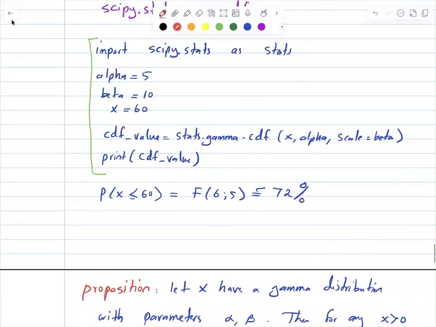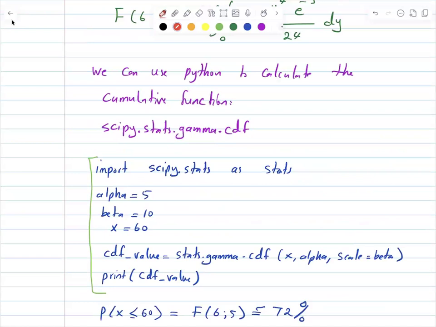So again, here I use Python because it was easier for me to grab this scipy.stats and use the gamma function built into this and do the computation.